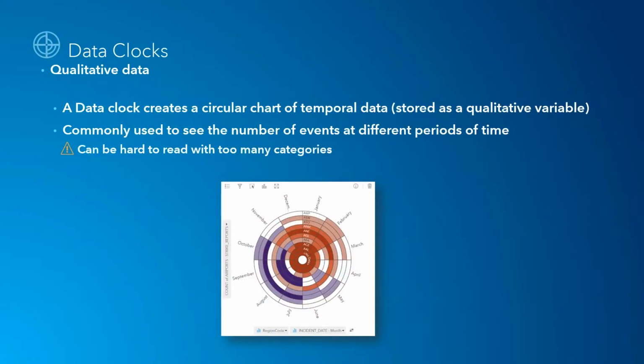Data clocks is another newer one. So this creates a circular chart of temporal data. So again, we're working with temporal data as a qualitative, categorical variable. And these are commonly used to see the number of events at different periods of time. So you can see in the example below, one of the categorical variables represented by each ring around the circle, and then the date is represented by each wedge of the pie or segment of the clock. And so this again can get hard to read with too many categories. If your pie slices are really tiny, it can get hard to decipher.